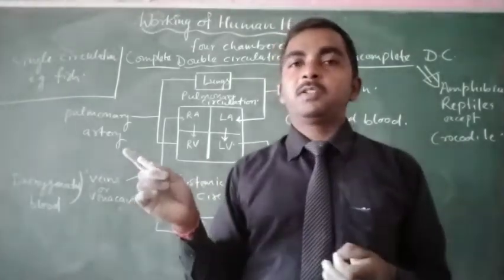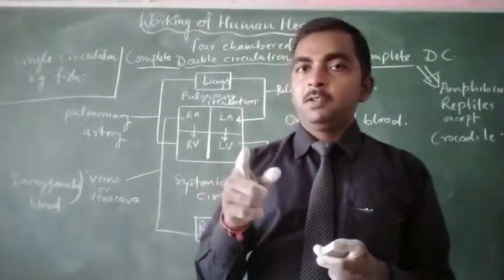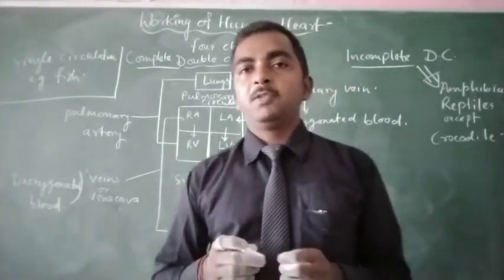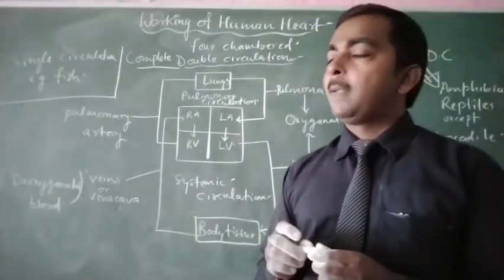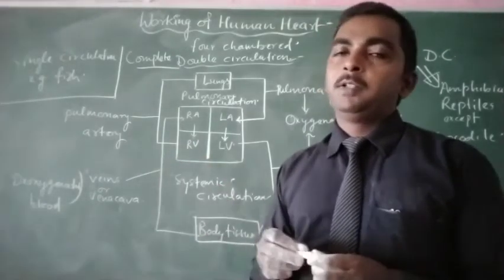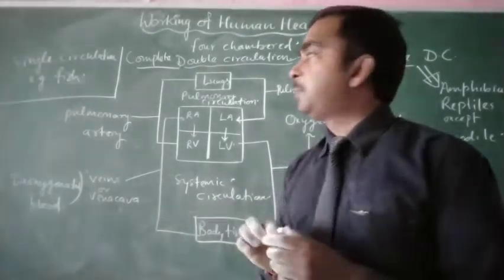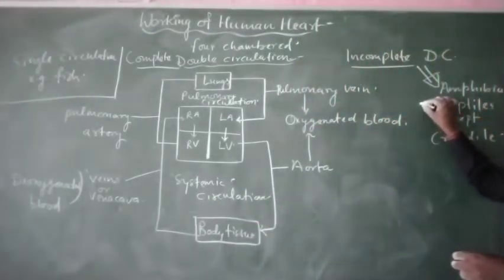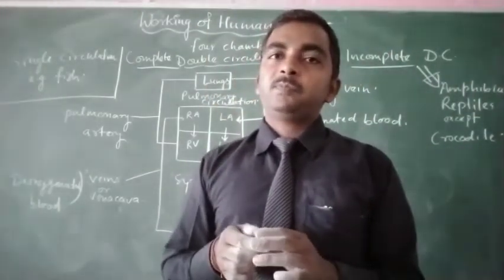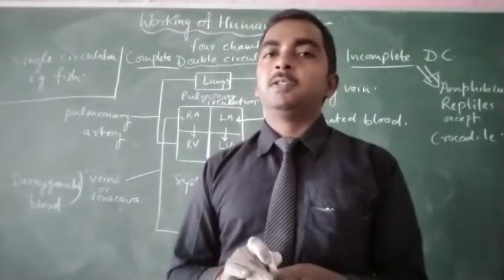That kind of circulation is known as single circulation, because the blood passes only once through the heart during one cycle of circulation in the case of fish. So it is known as single circulation. And in that case also there is no mixing of blood. It means oxygenated and deoxygenated blood remain separate. But in the case of incomplete double circulation, there is some mixing of blood, so they can tolerate a lesser amount of oxygen.